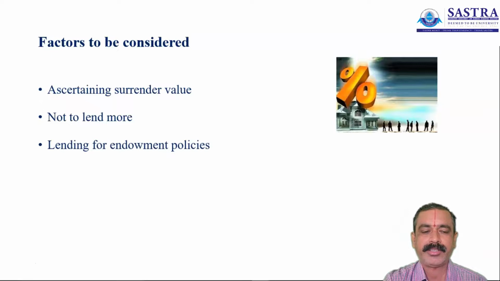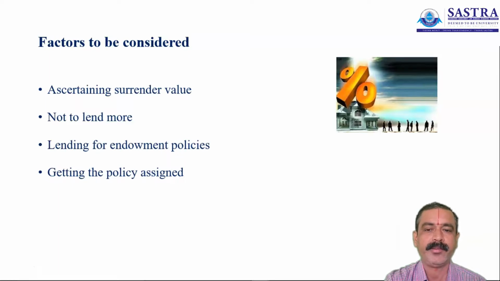Then lend as far as possible only against the endowment policies, which is better to make out the possibility of profitability. And get the policy assigned at the initial stage itself, in its own favor, before granting the loan. These are all the factors to be kept in mind by the bankers while advancing against the life insurance policies of the customers.